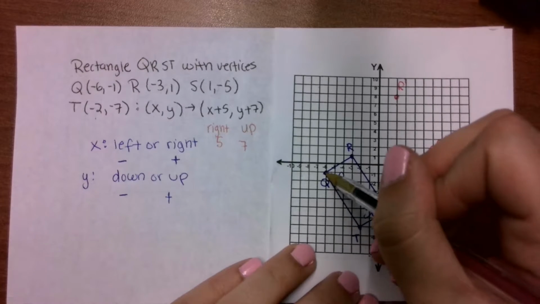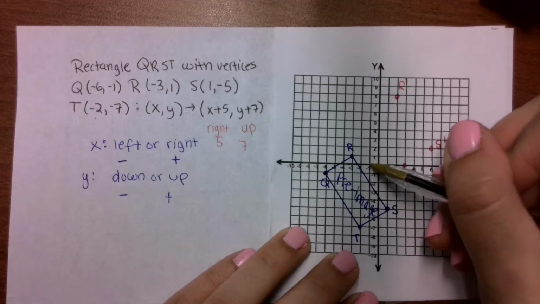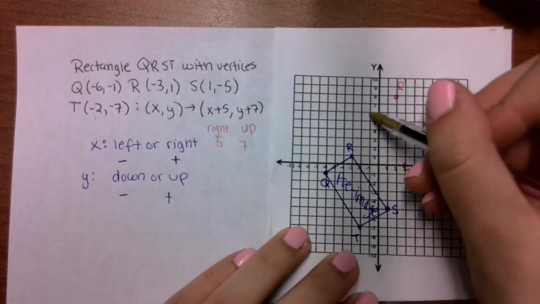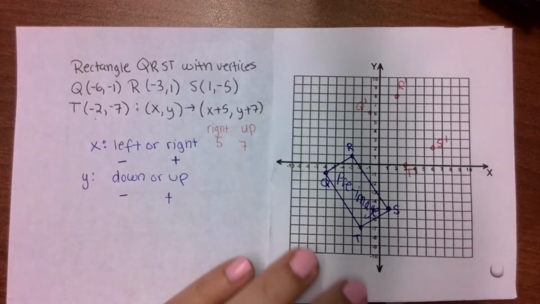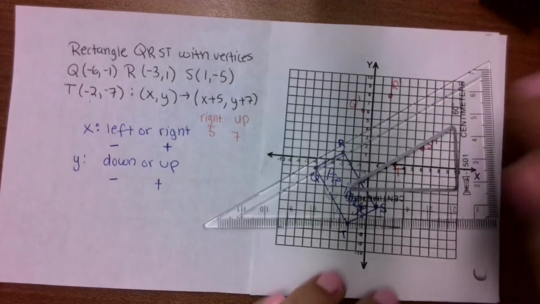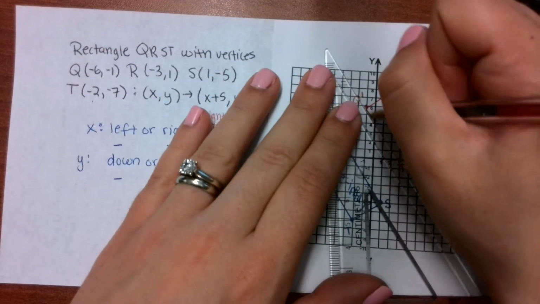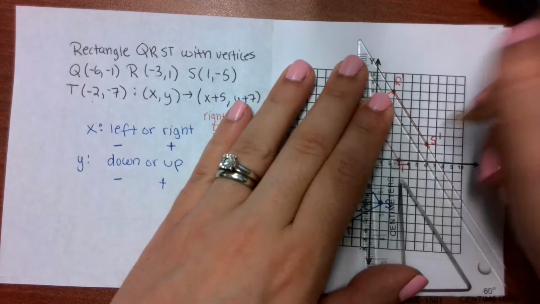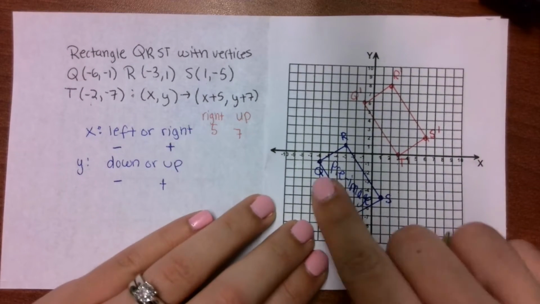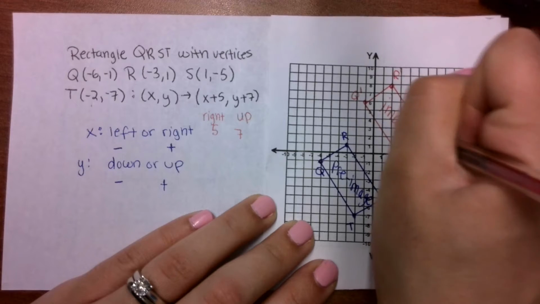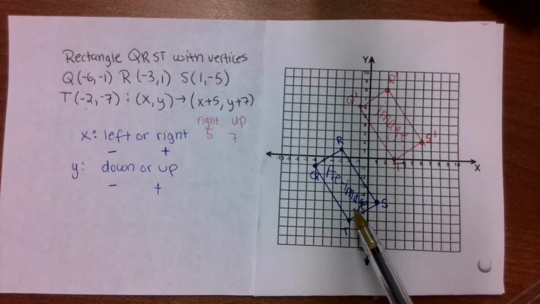And lastly, we have this Q. 5 right, 1, 2, 3, 4, 5, up 7. 1, 2, 3, 4, 5, 6, 7. So this is going to be Q prime. And now just connect your dots. So we're going to connect them. So the original was a pre-image, the copy we made, now this is called the image. Okay, so if you notice, we did not change the size nor shape.